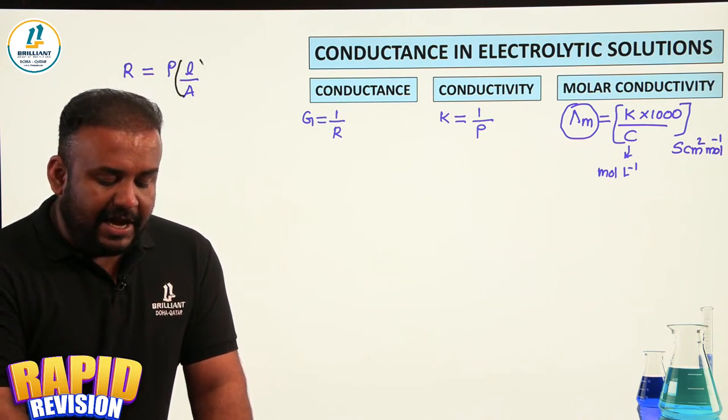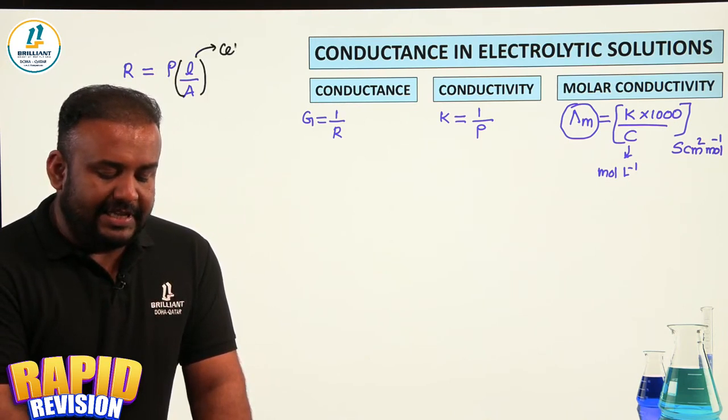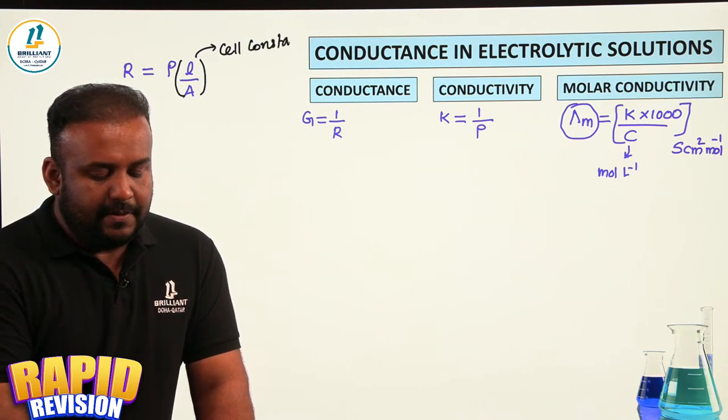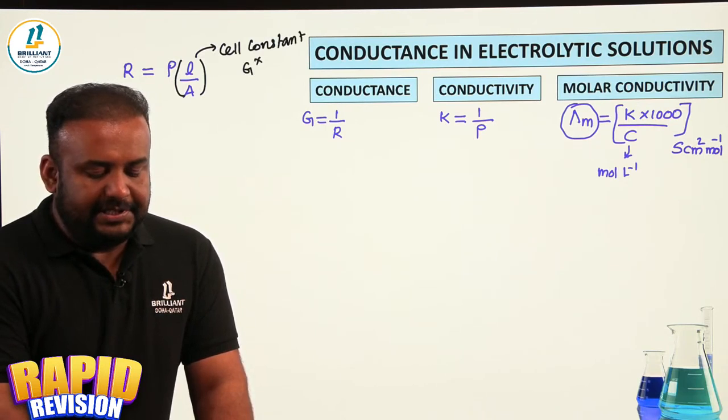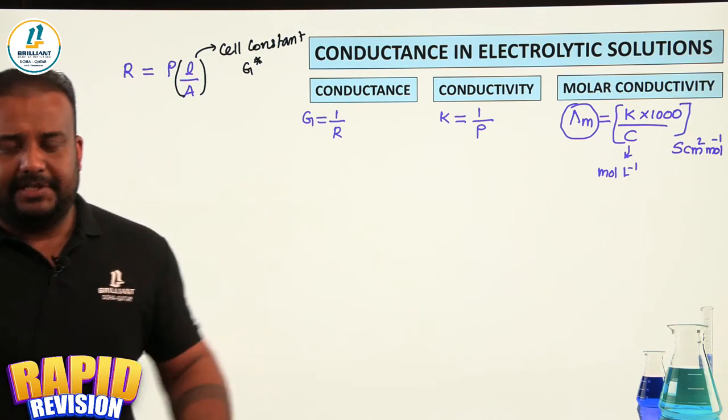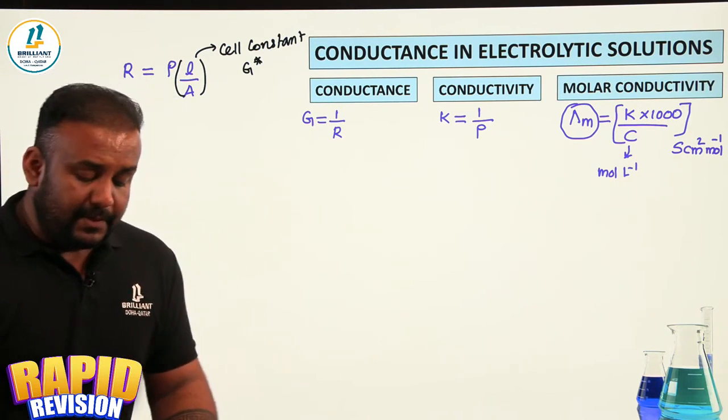And here, this L by A for a cell is called the cell constant. Sometimes we use G star as the symbol to represent this. Right.